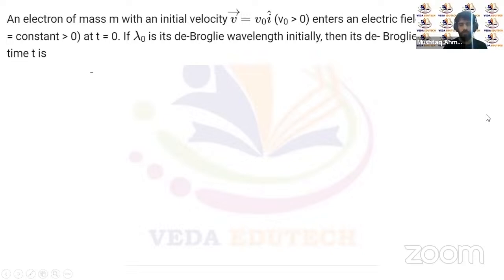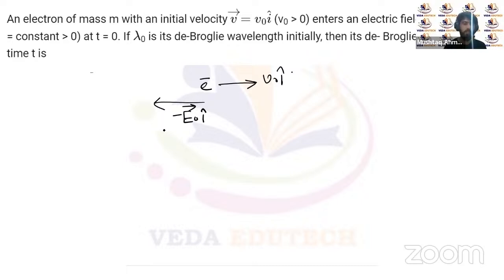This is one of the important questions, right? It was asked in one of your exams. An electron of mass m with an initial velocity vector v equal to v naught i cap. Initially, the electron was moving along some direction, let's suppose along this direction, with the velocity of v naught i cap, and enters an electric field. The direction of this electric field is given as minus E naught i cap, right? This is the direction of the electric field.